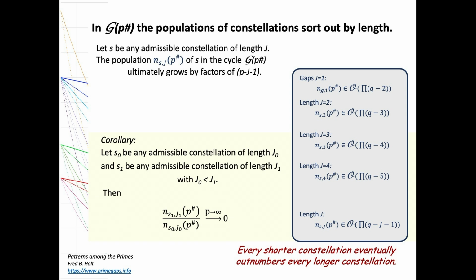The corollary here is that if we have any admissible constellation S0 of length j0 and pick any admissible constellation S1 of length j1, where that length is bigger than j0, then the ratio of the population of the longer constellation to the population of the shorter constellation will go to 0 eventually. Every shorter constellation eventually outnumbers every longer constellation in this specific way.